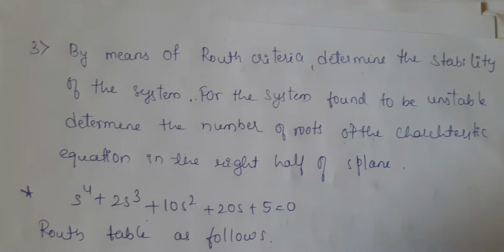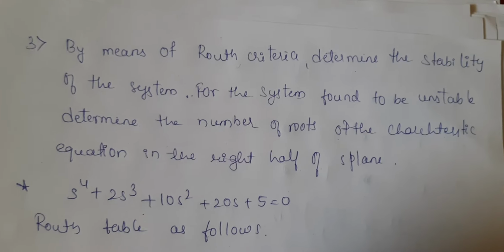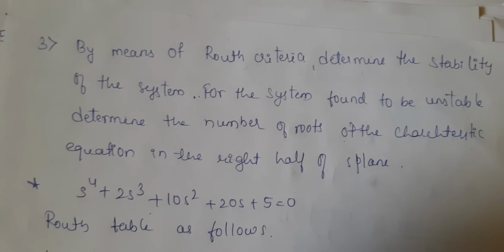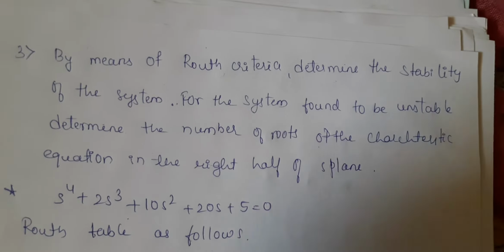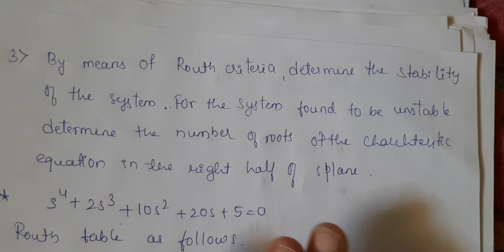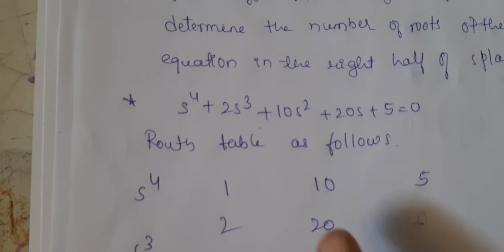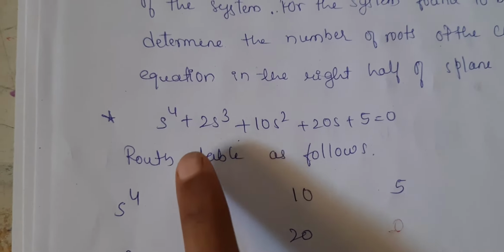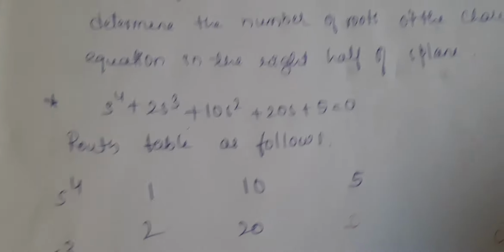By means of Routh criteria, determine the stability of the system. If the system is found to be unstable, determine the number of roots of the characteristic equation in the right half of the S-plane. If the system is unstable, we have to find out how many roots are there in the right half of the S-plane. The given characteristic equation is s^4 + 2s^3 + 10s^2 + 20s + 5.